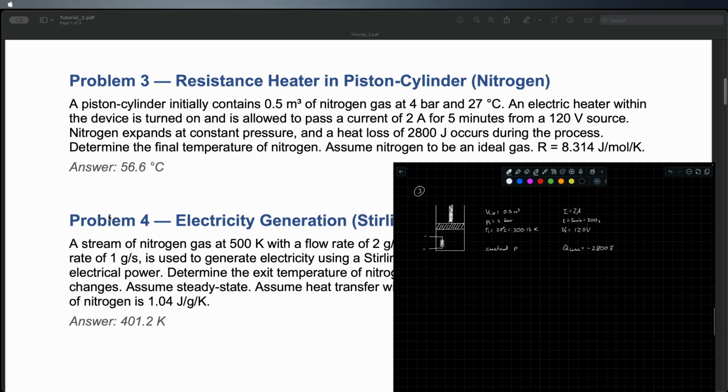So what do we need to find? We need to determine the final temperature, so we need to find T_F. And we can assume that nitrogen is ideal, using R equals 8.314. Oh no, joules per mole Kelvin.